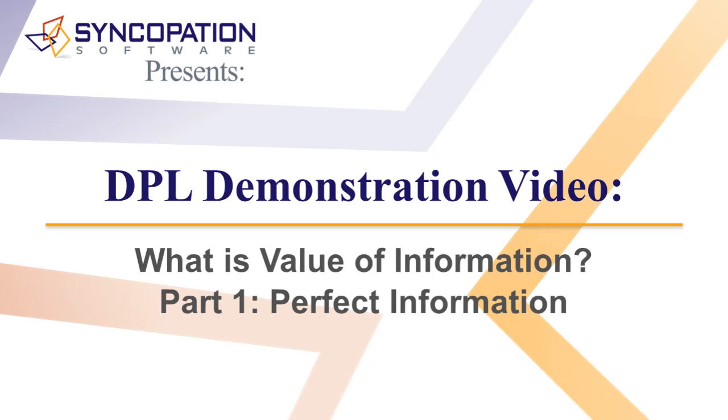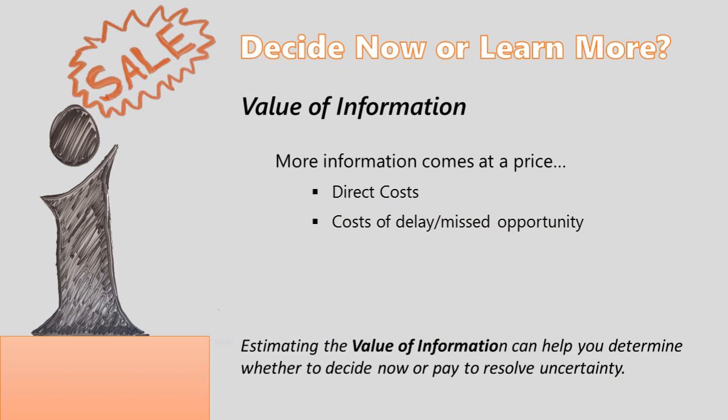An important concept in decision analysis is the value of information. Uncertainty is one of the main reasons why decision-making is hard, and on the face of it, more information is better. But sometimes information comes at a cost. It could be either the direct cost of finding out more or the cost of delay or missed opportunity while we wait for things to play out.